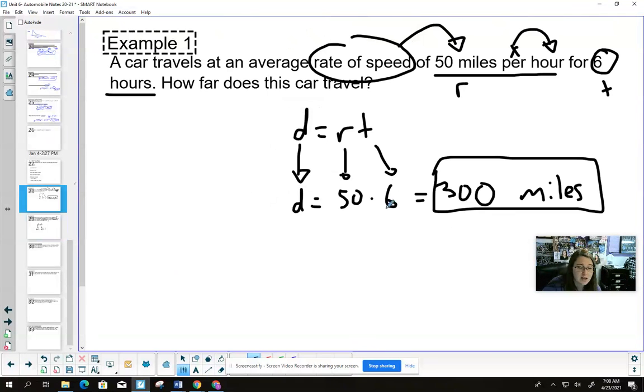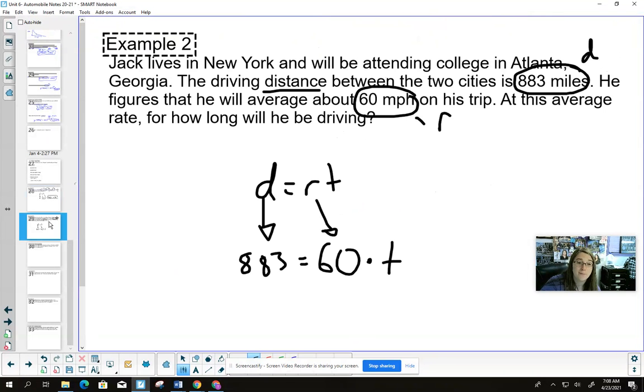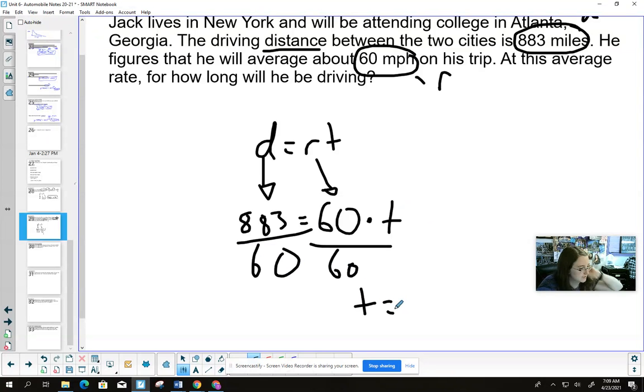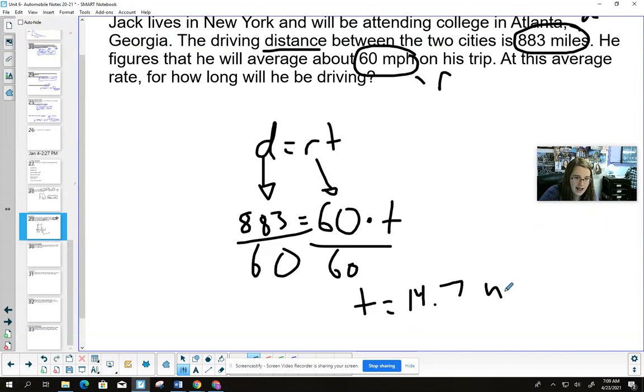In the last case, it was just multiplying because D was already by itself. But here, T is not by itself, and we need to get it by itself. So what should we do to get T by itself here? We should divide by 60. So I'm going to need to go to the calculator for this because I don't know this off the top of my head. 883 divided by 60. Okay, so you should get 14.7, we can say, hours.